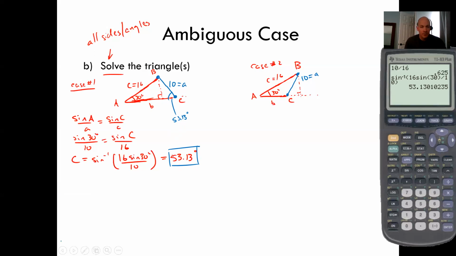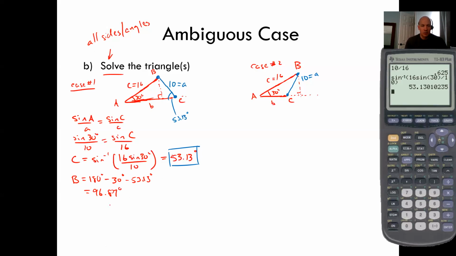So if you know C is equal to that, then what you can say is angle B is 180 minus, and then we know angle A is 30, and we know angle C is 53.13. And that should be equal to 96.87, I think.